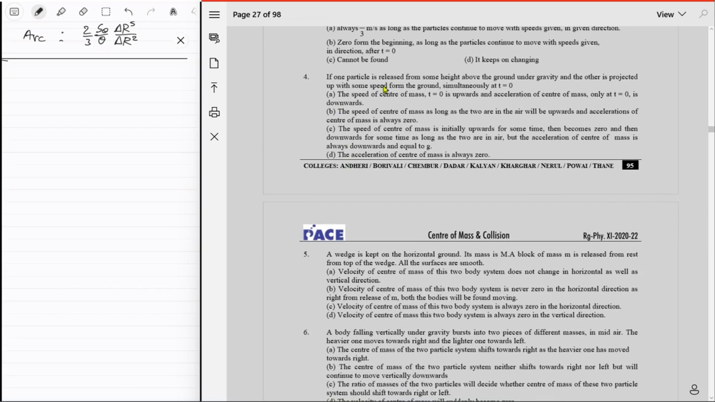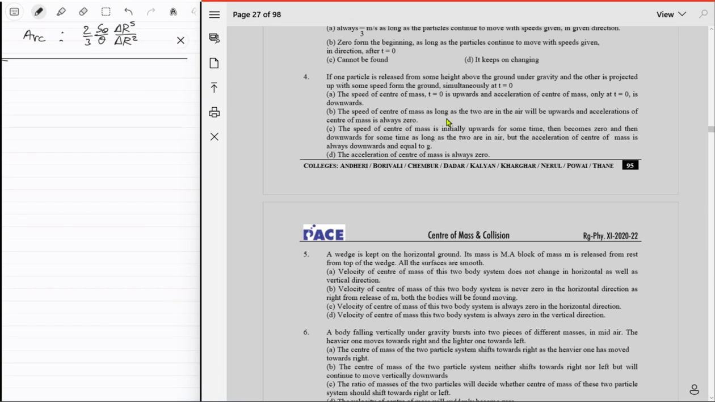And what else do we have? One particle is released from some height above the ground under gravity, and the other is projected up with the same speed from the ground simultaneously at t equal to 0. The speed of center of mass at t equal to 0 is upwards, acceleration at t equal to 0 is downwards. No, the acceleration, oh, at t equal to 0 only. Huh. Well, yeah, it is just downward. The speed of center of mass is upwards. So A is definitely correct.